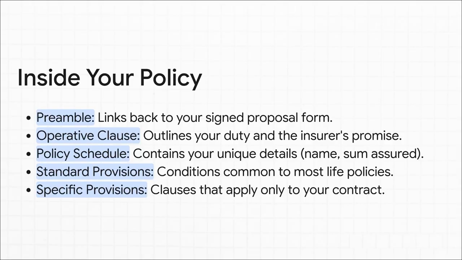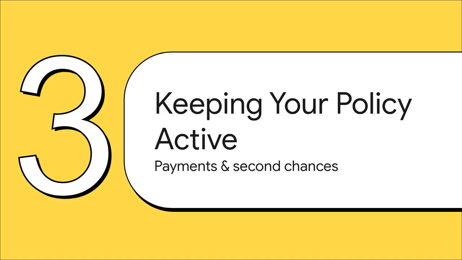main parts. You've got the preamble, which connects everything back to your application. The operative clause, that's the heart of the deal, the main promise. The schedule has all your unique info. And then the provisions are just the general and specific rules of the game. So, your policy is active. Great, but now you have to keep it active.